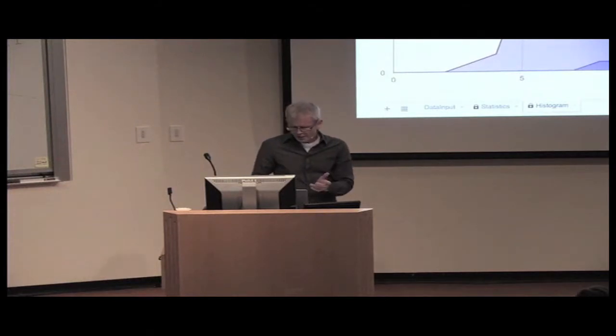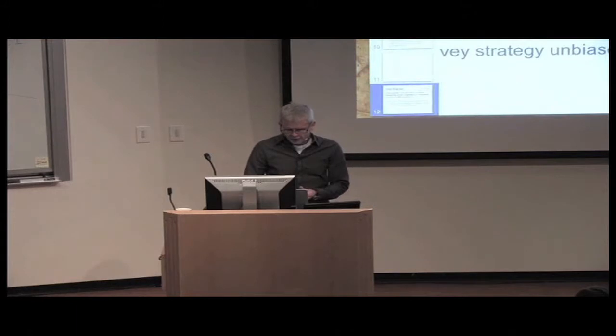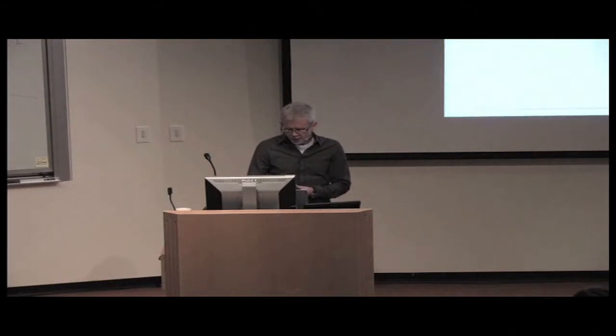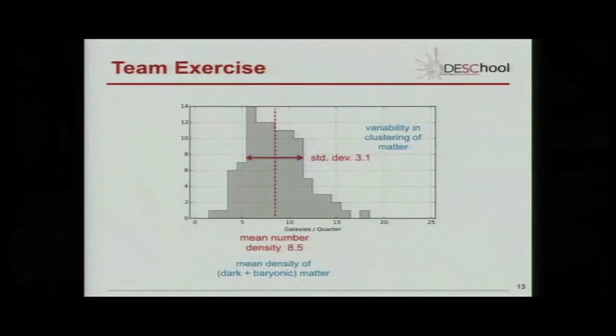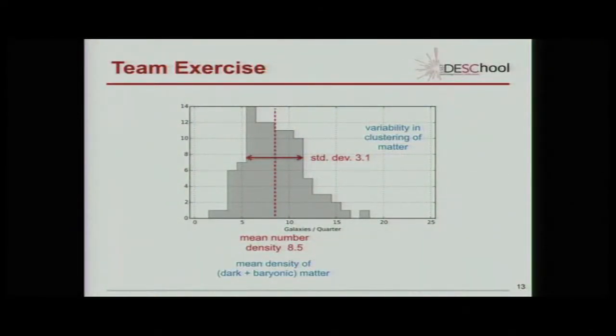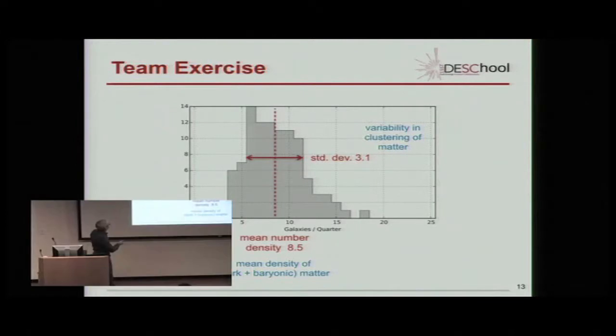Okay, so what if we actually measure it? So you've taken samples, and under each sample, you're counting the number of galaxies. So basically, the units for that histogram on the horizontal axis are galaxies per quarter. No one used the Canadian quarter, right? Yeah, that would be a systematic error. Or a euro, even worse.